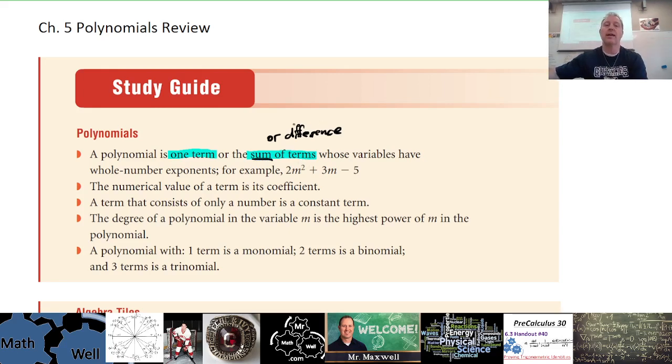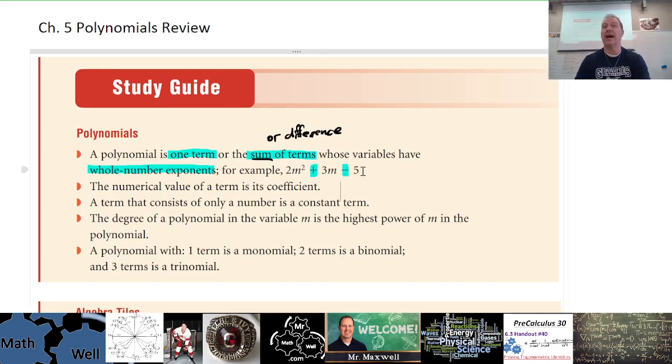So it could look like a sum or a difference whose variables have whole number exponents. For example, this is a polynomial here, okay? There's three terms, and they're separated by addition or subtraction, okay? And the exponents on the variables are whole numbers. You can't have any fractions as exponents.